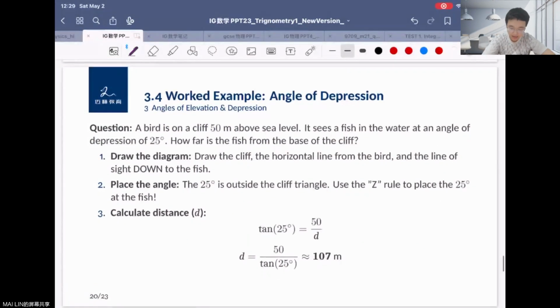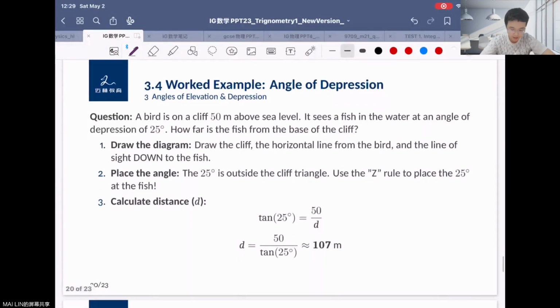Here we also have the angle of depression. For example, a bird is on a cliff 50 meters above sea level. This is the sea level and this is the bird, 50 meters up. It sees a fish in the water at an angle of depression of 25 degrees. Maybe here is a fish, and the angle is 25 degrees. How far is the fish from the base of the cliff?